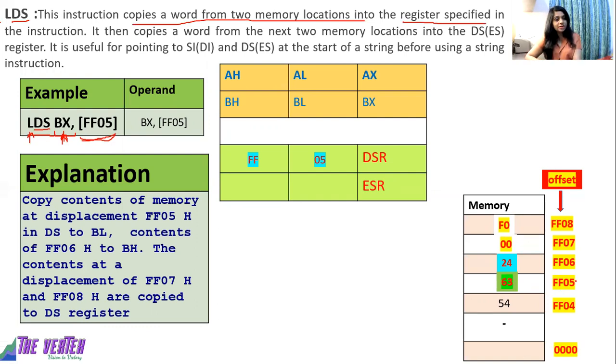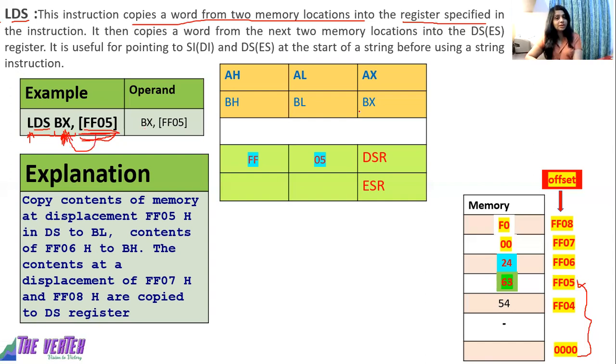So FF05 is this memory location, or you can say this is an offset. Offset means distance from the base location. So it is FF05 locations away from the base location. Suppose this is the base location, then this required memory location is FF05 away from it. So FF05 is the offset of memory, whatever segment we are talking about, and the instruction says move the contents of this memory location into BX register.